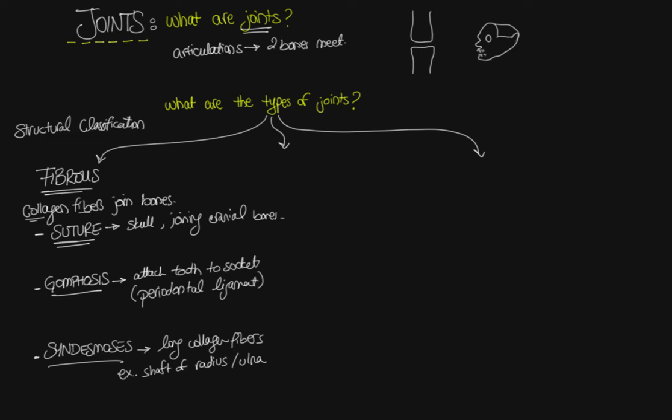So now let's move on and talk about the second type of joint that we can characterize structurally, and that's going to be the cartilaginous joints. Cartilaginous joints, just from the word cartilage, you'll now know that the type of tissue that's going to join the bones is no longer collagen fibers, but instead is going to be cartilage. So here we have cartilage binds the two bones. And we have two types of cartilaginous joint. The first type is what we call a synchondrosis.